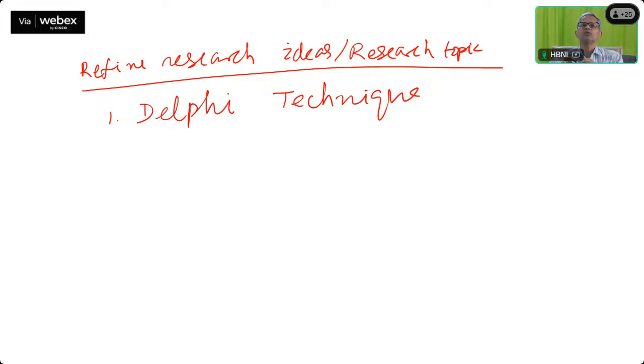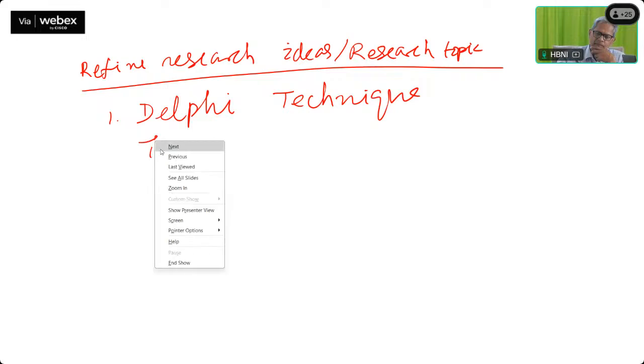When you discuss with the experts, they may say, okay, your proposal is good, you want to study this, why don't you also look at the following aspects? They will suggest aspects that may be more important because they have experience. So it is always good to talk to experts to finalize your research topic. This is what is known as the Delphi technique.